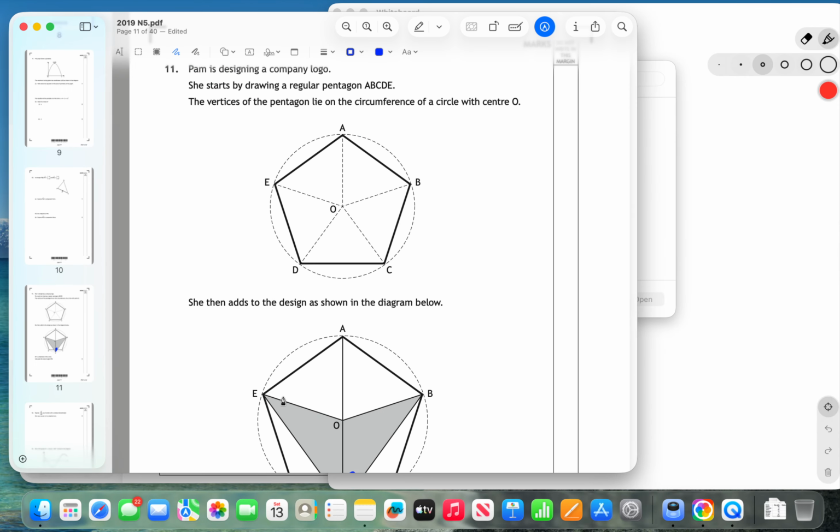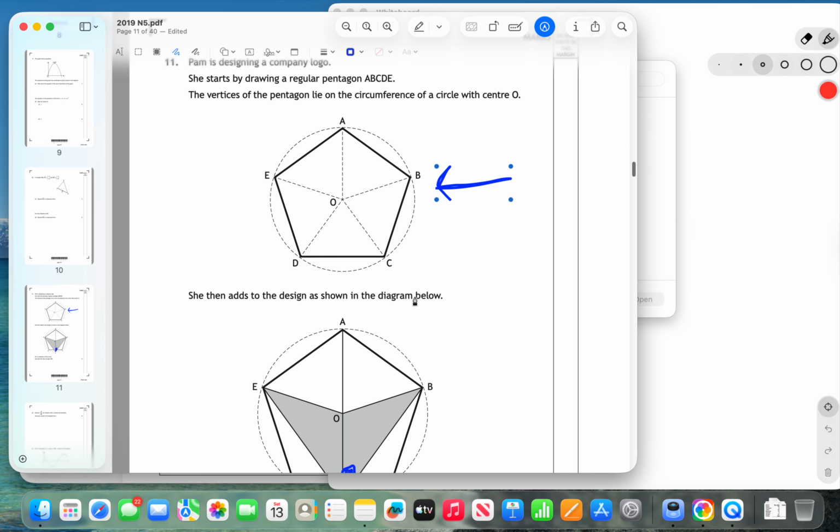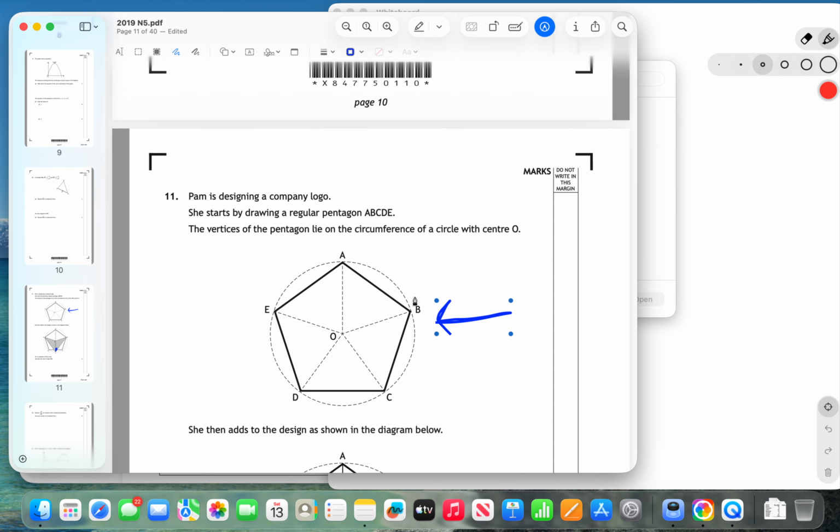This is the 2019 Paper 1 question 11, and what we have is we first of all have this shape, and it's then modified to create this design here, and we have to find the size of angle OFB, the one highlighted in blue. It's this one, OFB. So let's have a look up here.